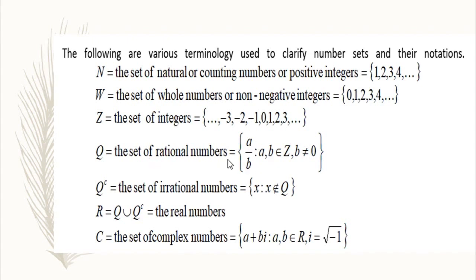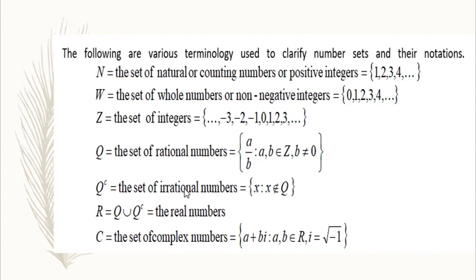Okay, so ang rational numbers na to, mao to atong mga fractions. Another, we have the complement of Q. This is the set of irrational numbers. This is X such that X is not an element of Q. So, ang ato ang irrational, katong dili mga rational.